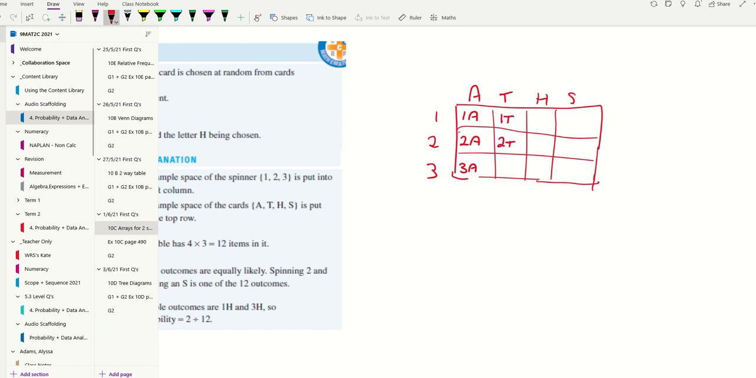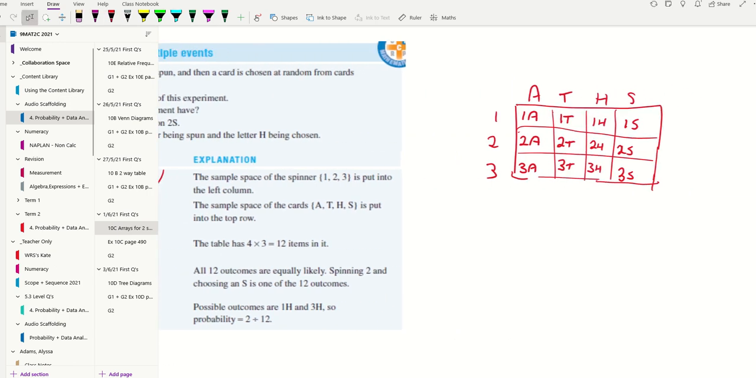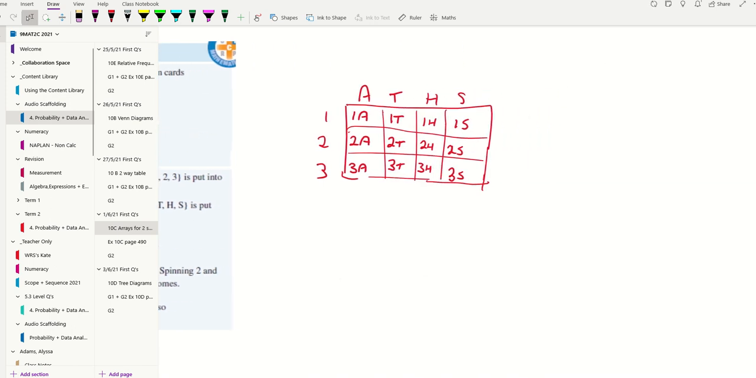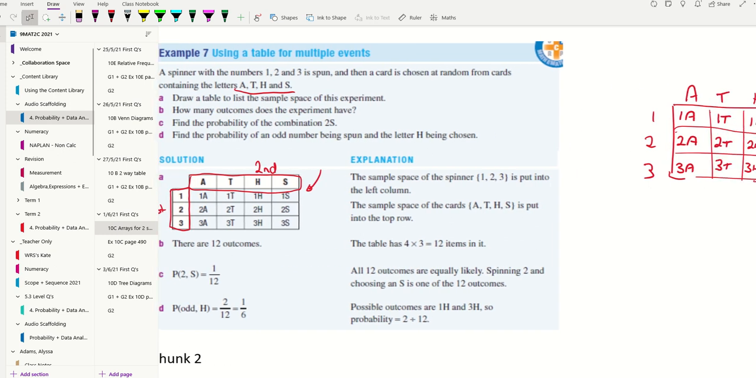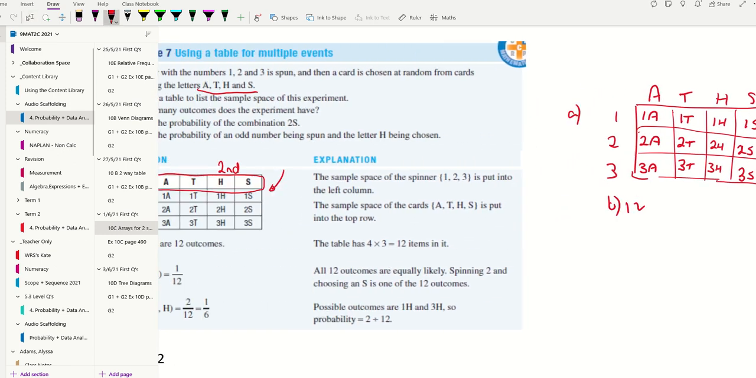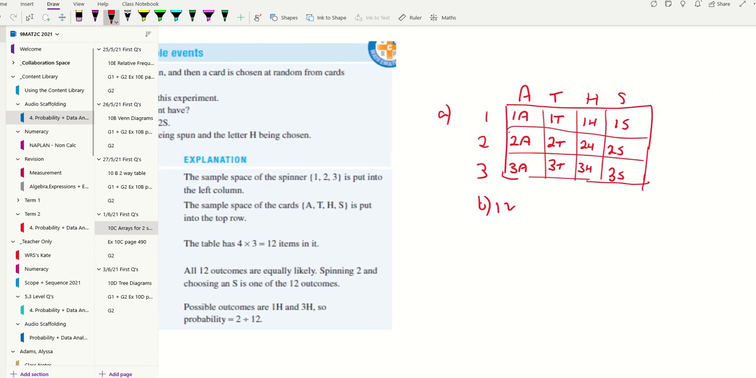So I've got 1T, 2T, 3T. I've got 1H, 2H, 3H. I have 1S, 2S, 3S. So there's my table. It's asked me to construct that. I've done that straight ahead. How many outcomes does this experiment have? Well, I've got 12. So that was B, 12. And it's asking me, find the probability of the combination 2S.